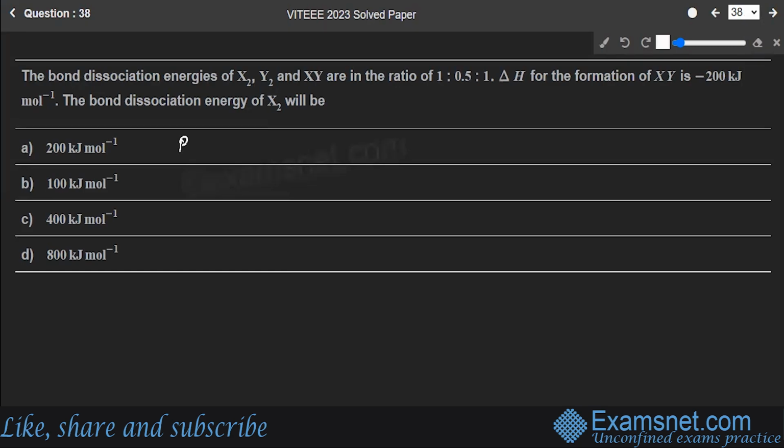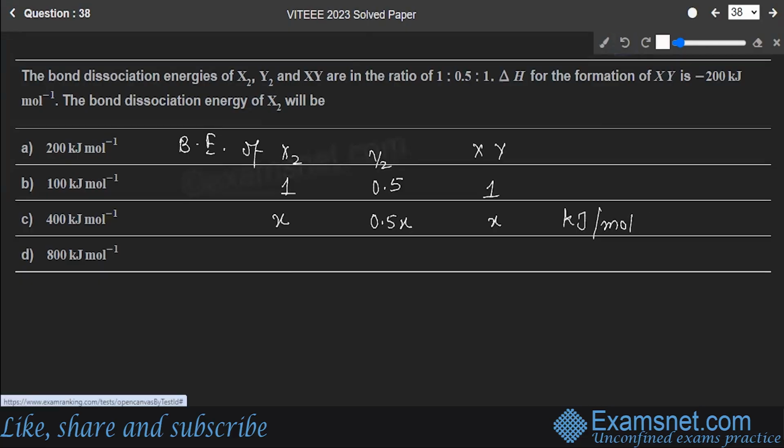Okay, the bond dissociation energies of X2, Y2, XY are in the ratio 1.5, 1, and 1. Let's say this is X, this is 0.5X, and this is X kilojoules per mole.